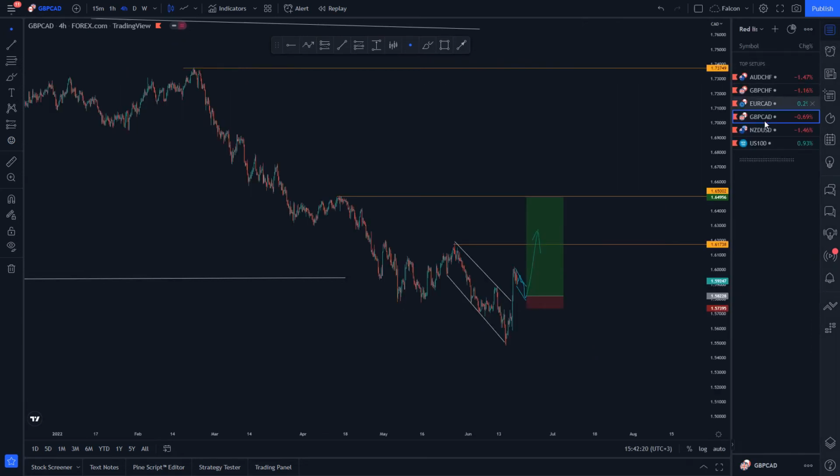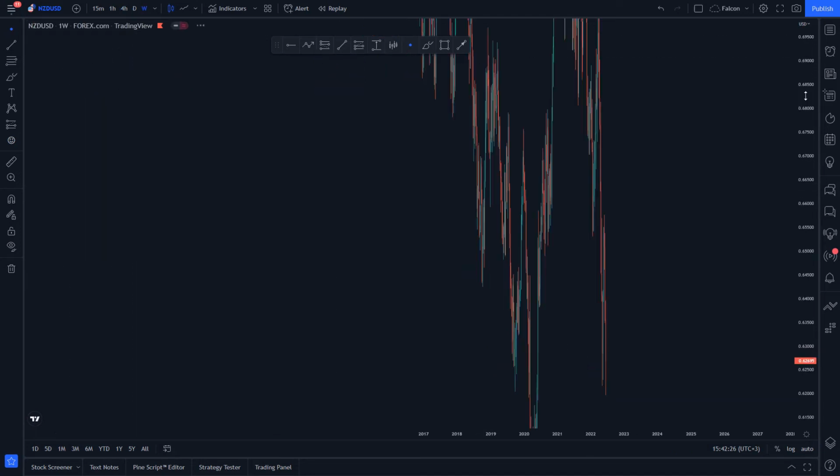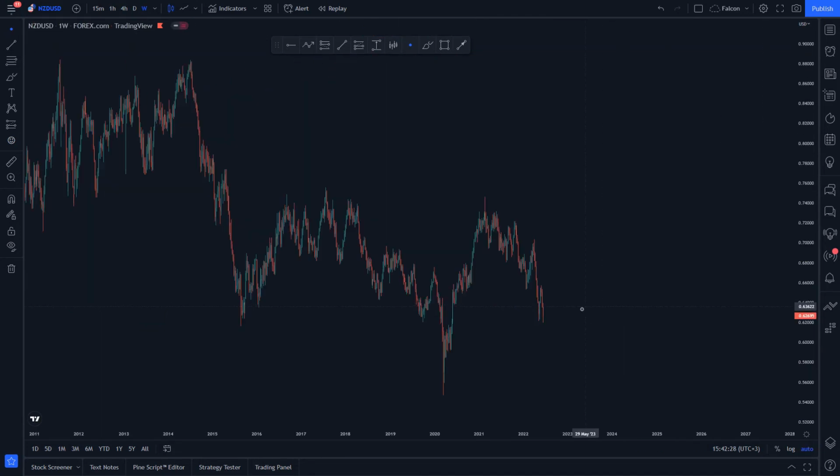So next, let's go through Kiwi dollar. Kiwi dollar has been moving nicely. As for all dollar pairs, we have reaped massive profits.